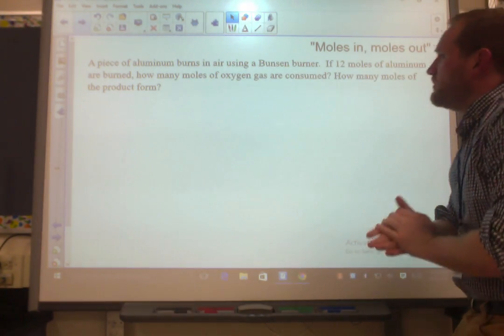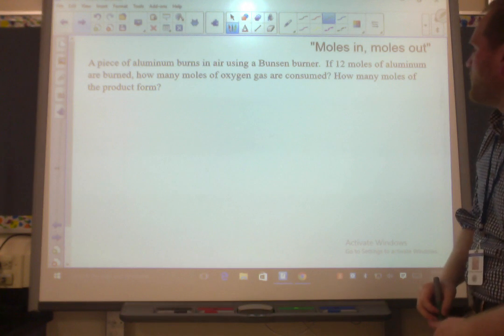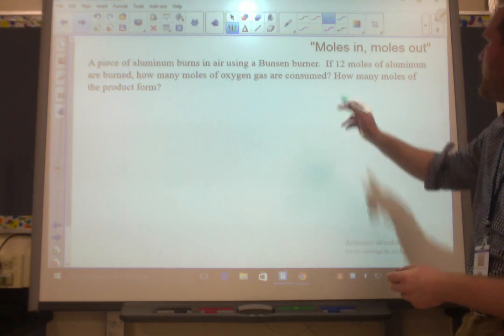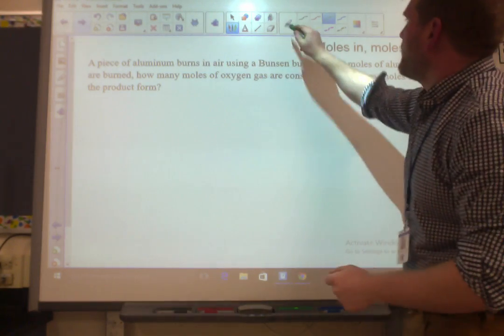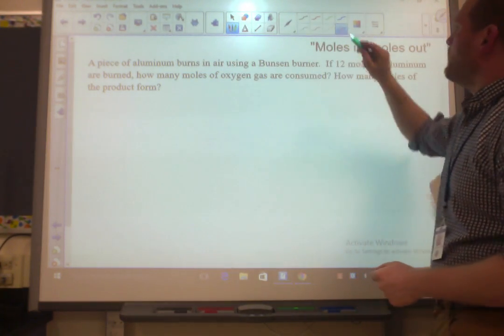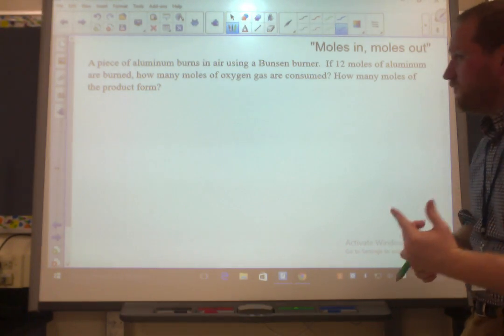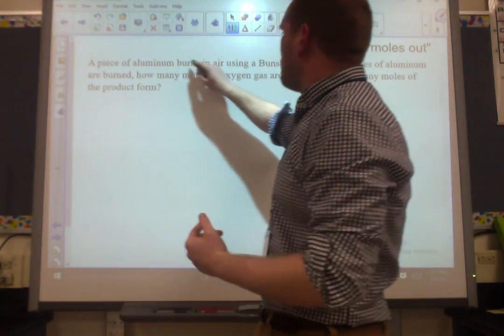So we have a piece of aluminum that burns in air using a Bunsen burner. If 12 moles of aluminum are burned, how many moles of oxygen gas are consumed? And also how many moles of the product form? So we're building on what we've learned. You can't just forget everything you've learned. We're building on naming, we're building on formulas. The first thing we're going to do is write our balanced equation.